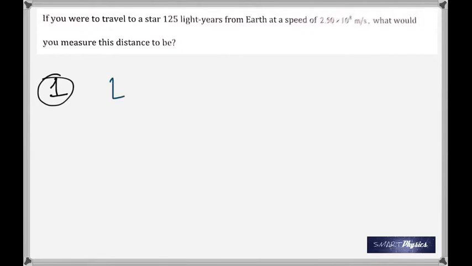The first question talks about if you were to travel to a star 125 light years from Earth at a speed of 2.5 times 10 to the 8 meter per second, what would you measure this distance to be?